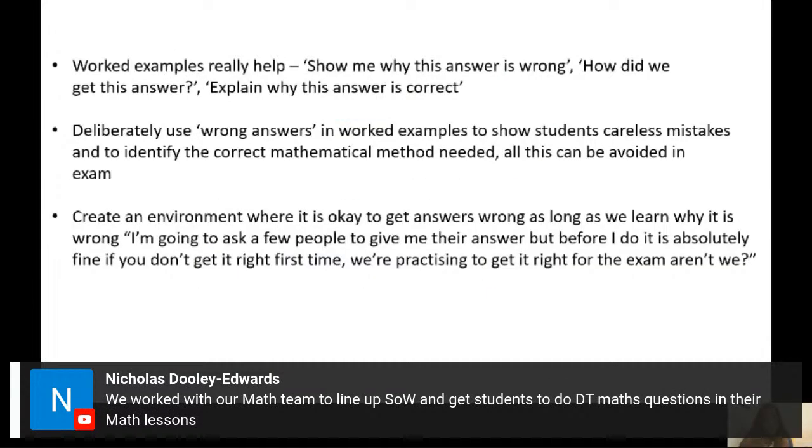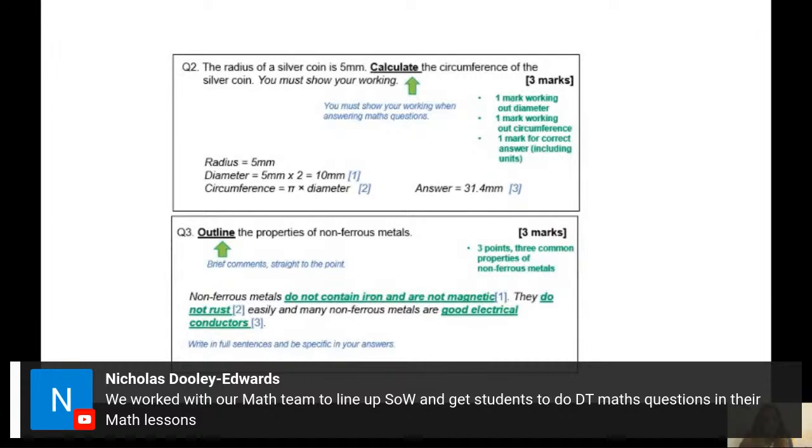And using worked examples really helps as well. So we will talk through the maths with the students. We'll have examples on the board. Can you explain to me why this answer is wrong? Or how did I get to this answer? And actually getting students to do that problem solving of the maths.